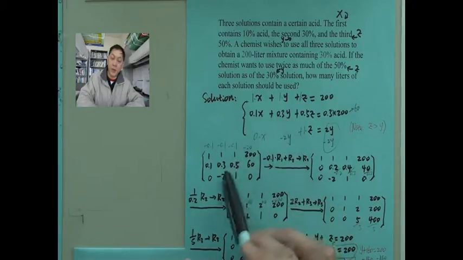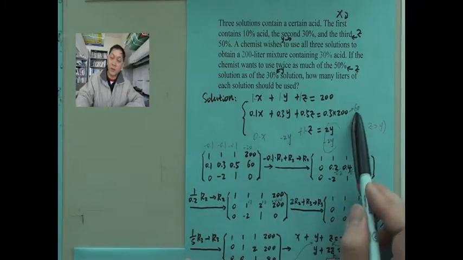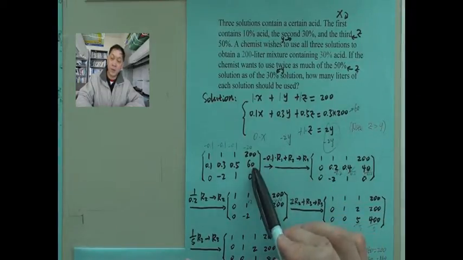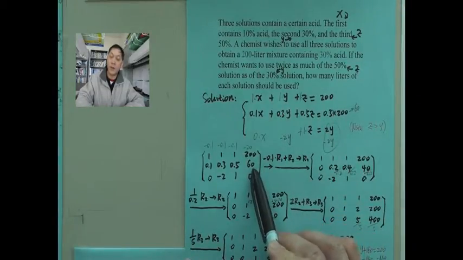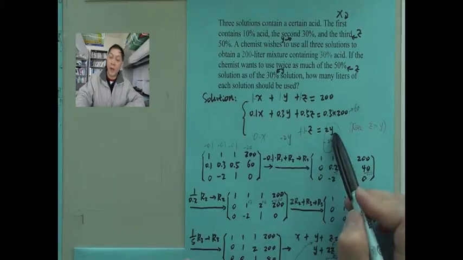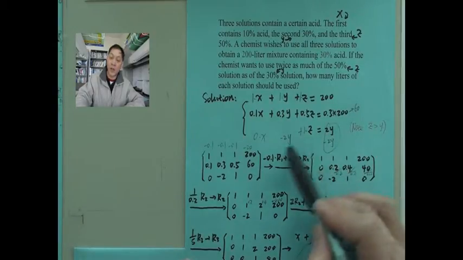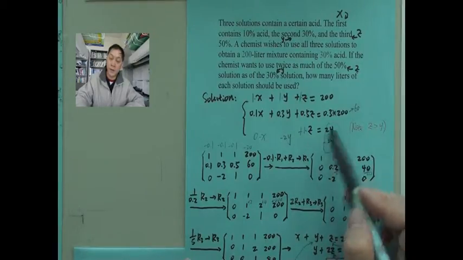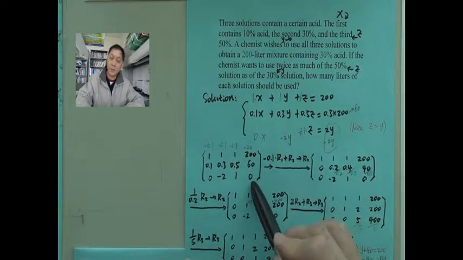0.1, 0.3, 0.5, 60. Because 200 times 0.3 is 60. That's the constant 10. Here z equals 2y. You subtract 2y on both sides. You cancel this one. So the right-hand side is 0. So you put 0 here.